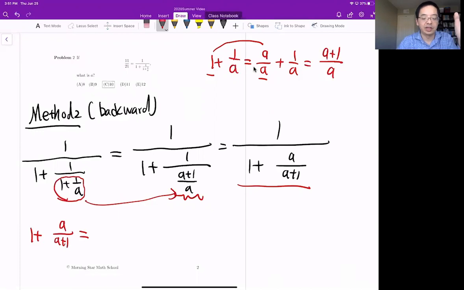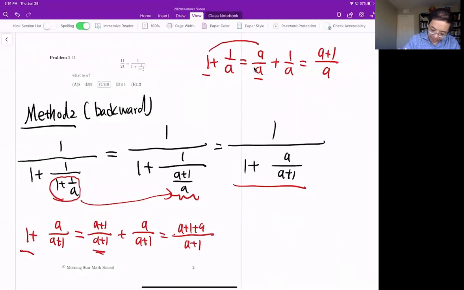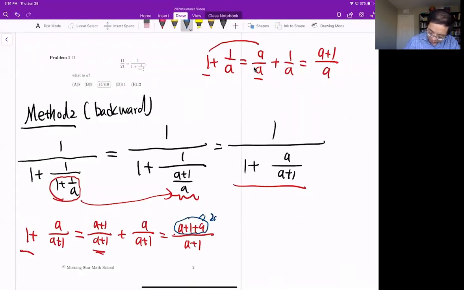So again, we just use the same denominator. So this is 1 plus 1 over 1 plus 1. So this is 1. And then you plus a over a plus 1, right? So this equals a plus 1 and a plus 1 plus a. This one, you just combine the like terms, okay? So just combine the like terms. This guy will give you 2a plus 1.